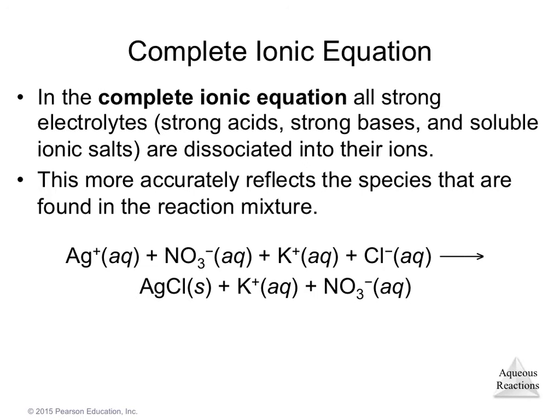Then we get a little more specific. So then we have the complete ionic equation. In a complete ionic equation, all of the reactants and the products that are strong electrolytes are represented as ions. So what that means is any strong acid, strong base, any soluble salts are dissociated into their ions. This actually reflects what is in the reaction mixture. So the complete ionic equation has all of the ions as they exist.